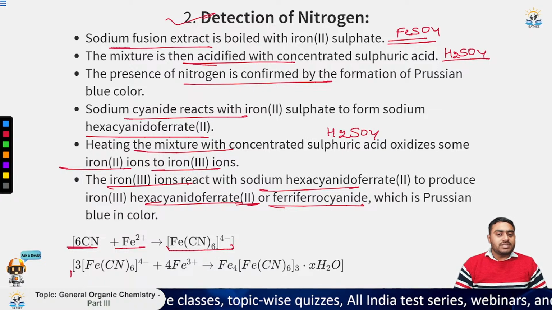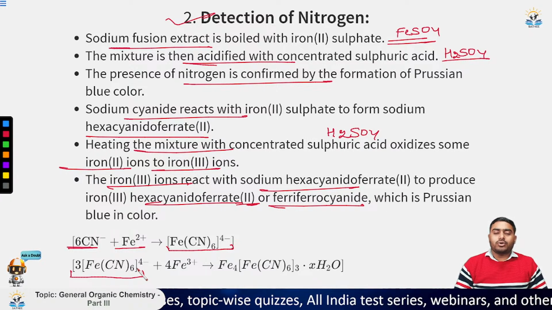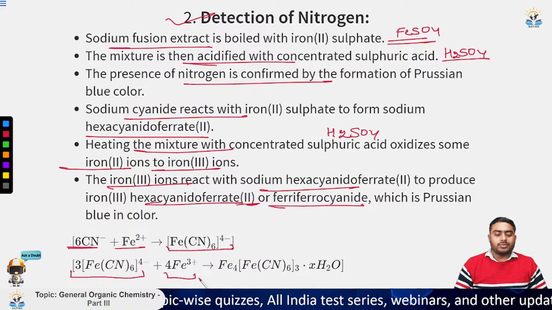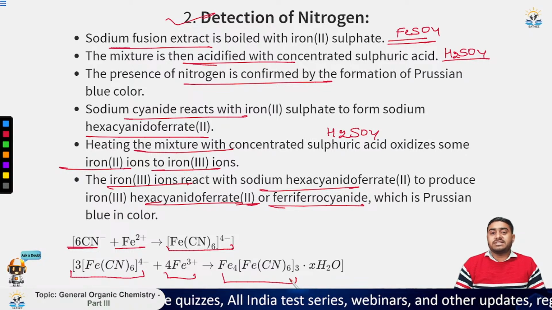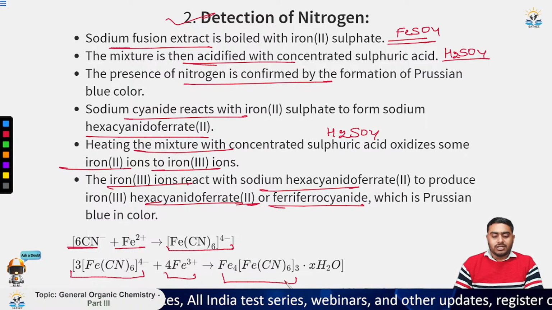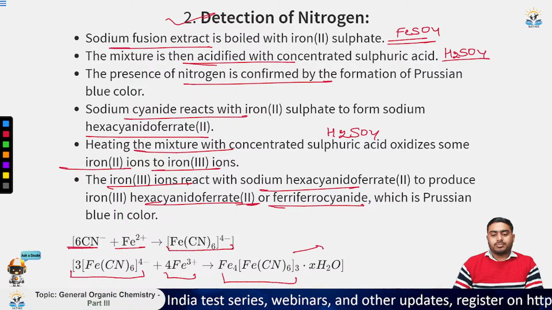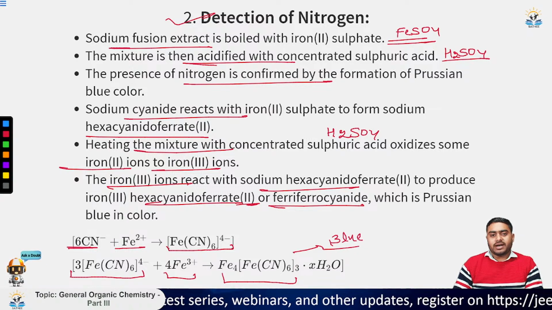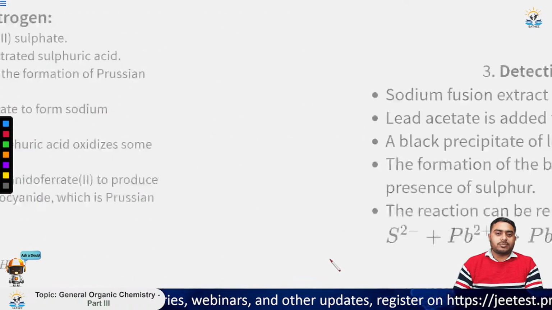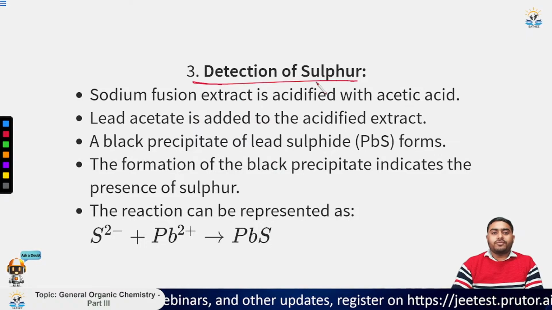Then 3[Fe(CN)6]4- reacts with Fe3+, and you will get Fe4[Fe(CN)6]3·xH2O, and this is Prussian blue, which is blue in color. Let's move to the next, detection of sulfur.